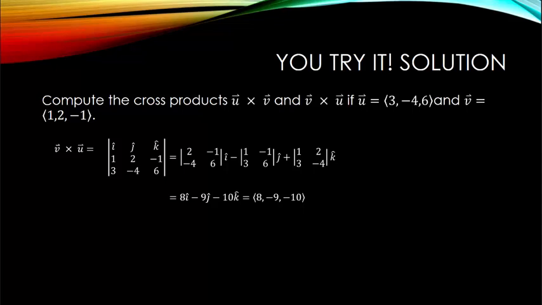This is how I compute cross products. I set up a matrix and either expand about the first row, or I use the method of diagonals to compute the determinant, which will give me the cross product of two vectors in R3. Be sure and let me know if you have any questions about computing cross products.